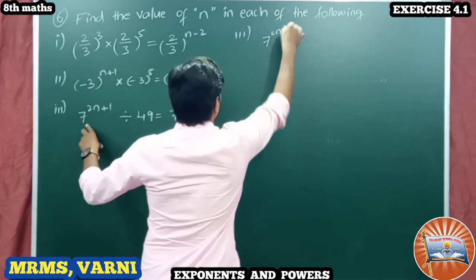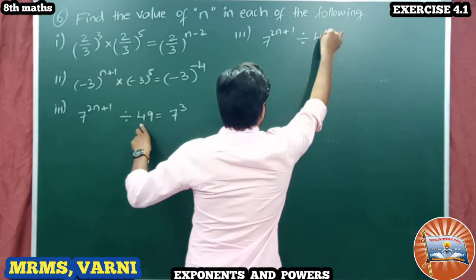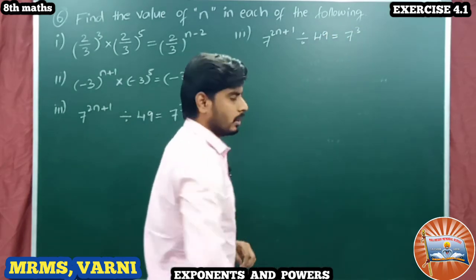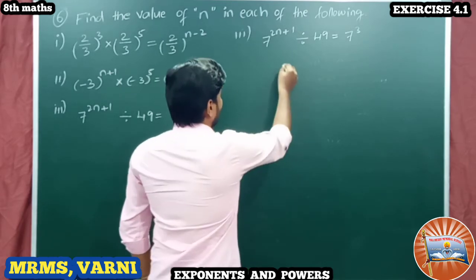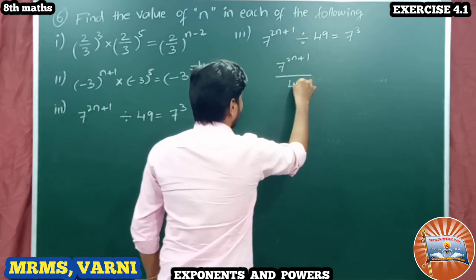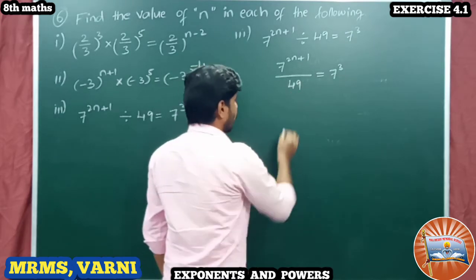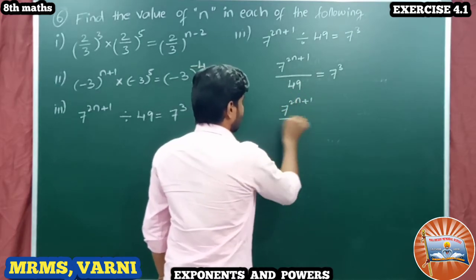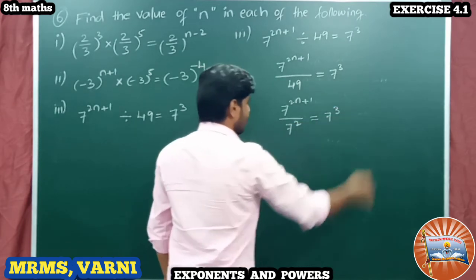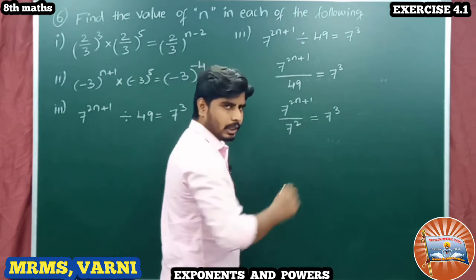7 power 2n plus 1 divided by 49 is equal to 7 cube. Next step, this 49 we can write as 7 power 2, so 7 power 2n plus 1 by 7 power 2 is equal to 7 cube. We can do this problem in 2 ways.